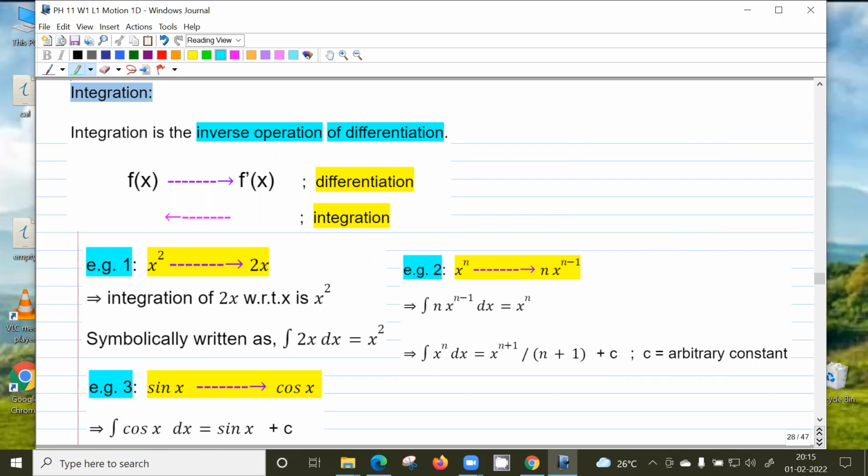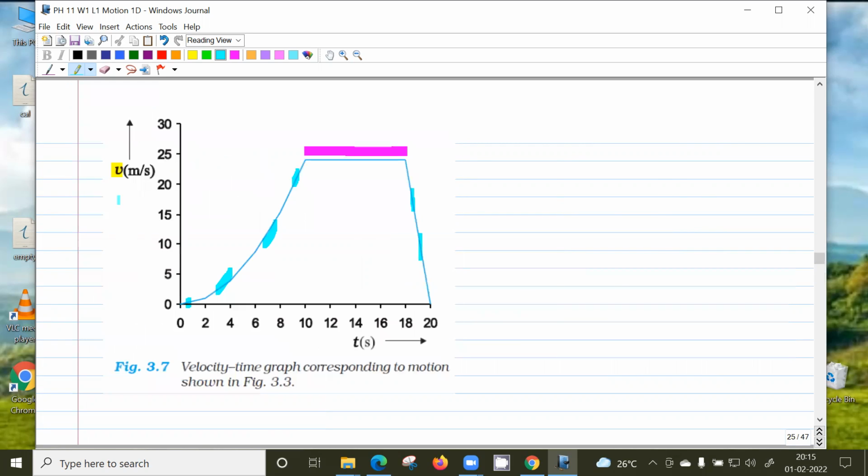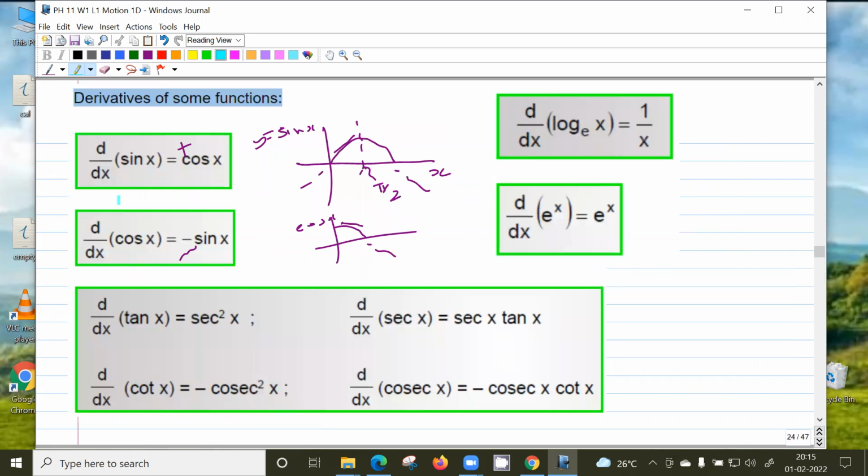So you can fix the sign confusion in this derivative. If you remember this one, from this you can get the integral of sine as minus cos and the integral of cos as plus sine. So to fix the sign, just remember the sine curve.